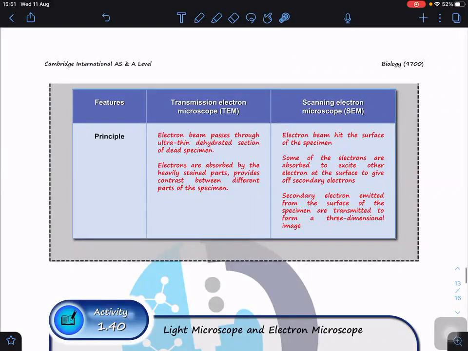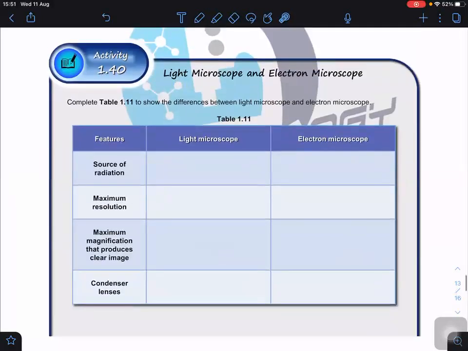So if you compare, last parts, the light microscope and electron microscope. Source of radiation: light microscope, we use visible light rays. Electron microscope, we use electron beam. Maximum resolution depends on the light source, because for visible light we use the shortest one, 400, that's why roughly 200 nanometer. And electron microscope will be 1 nanometer for TEM, 10 nanometer for SEM.